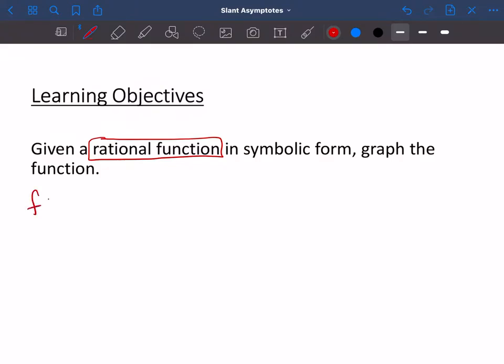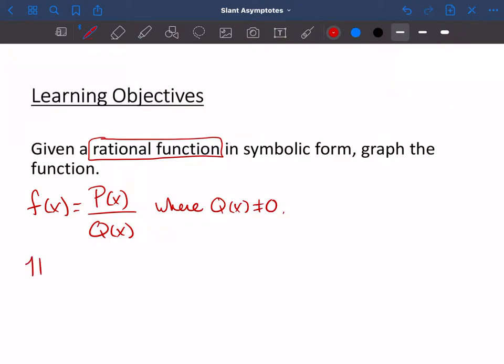Last unit, we defined a rational function as f of x is equal to p of x divided by q of x, where both p of x and q of x are polynomials, and we had a restriction that said this is the definition of a rational function as long as your q of x is never equal to 0.